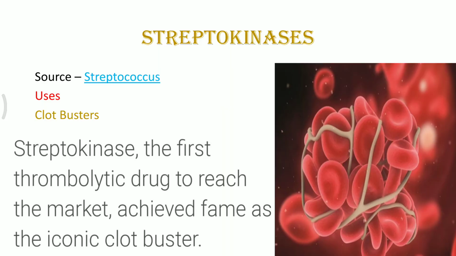The next kind of enzyme is streptokinase, and it is obtained from the Streptococcus bacterium. It is used in medicine as a clot buster. What is the meaning of clot buster? In case of a myocardial attack, the Streptococcus is genetically engineered to form a variety which is capable of secreting streptokinase.